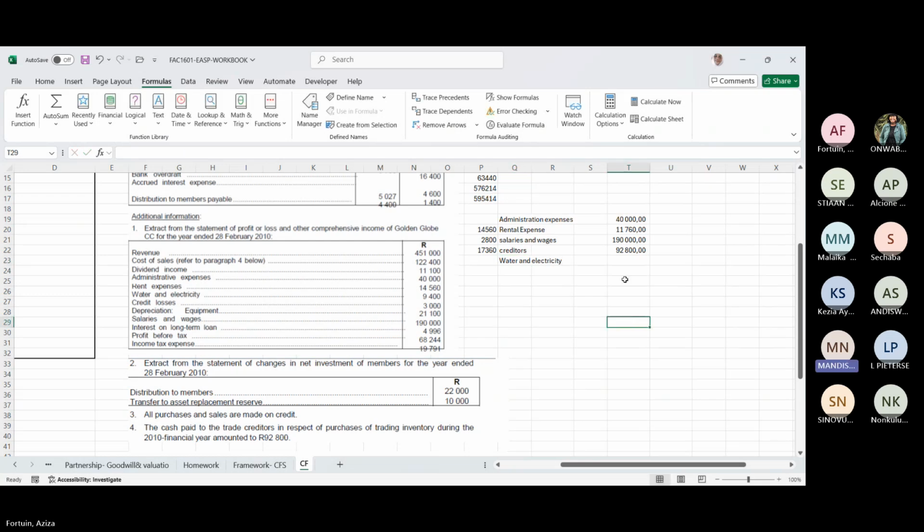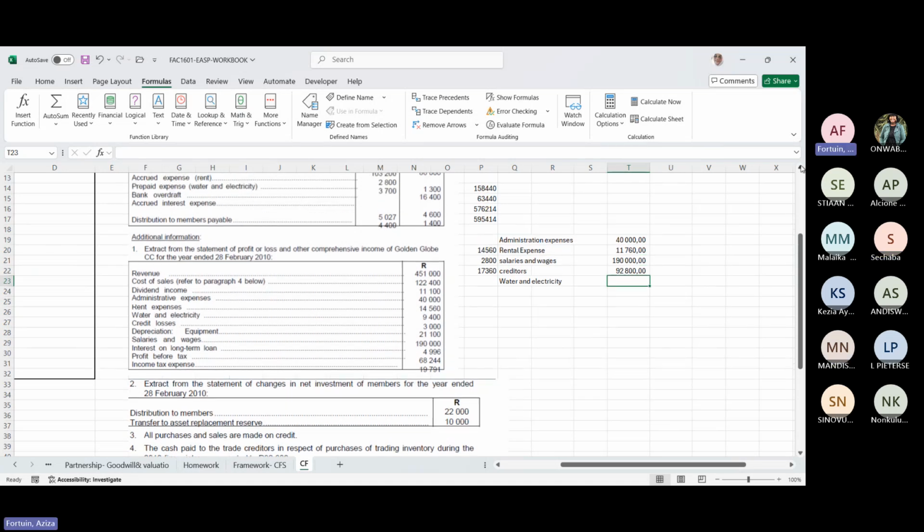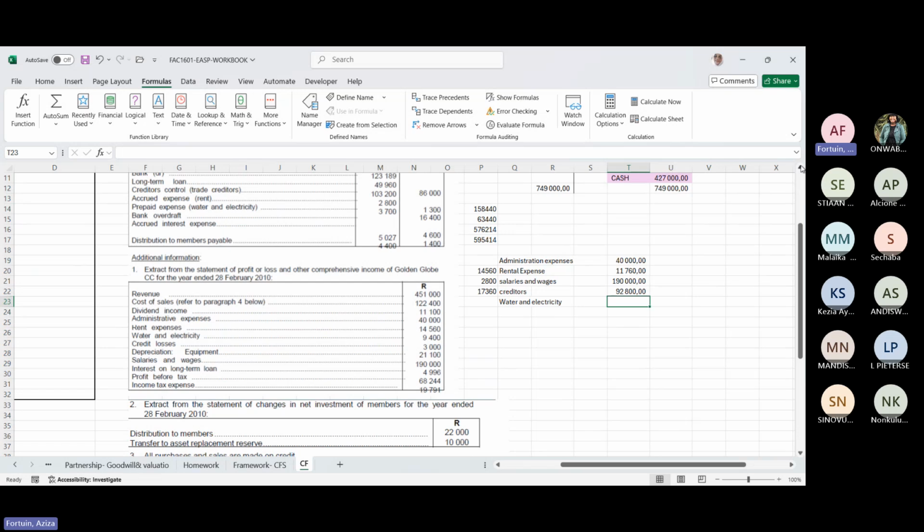Sorry, ma'am, can you repeat the 92,000 something? They say here, cost of sales refer to paragraph 4. The cash paid to the trade creditors in respect of purchases for trading inventory during the 2010 financial year was 92,800. So that is what they paid out to suppliers. Okay, ma'am. I get it. Okay. Now I'm going to give you all 2 minutes to do the water and electricity account.